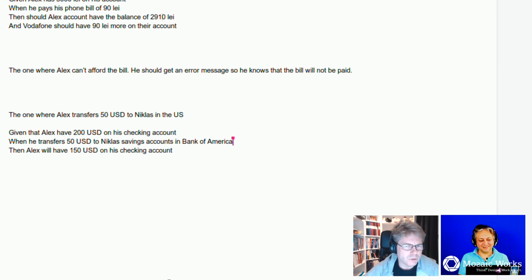we can either put in an and step here, or we could write a long sentence. So can we write a long sentence here? When he transfers 50 USD to Niklas' savings account in Bank of America, he has to pay 10 USD in a transfer fee. Okay, this means that you will not have 150, you will have 140.